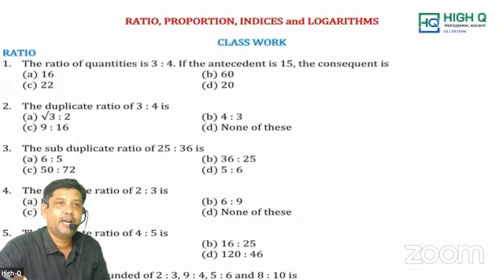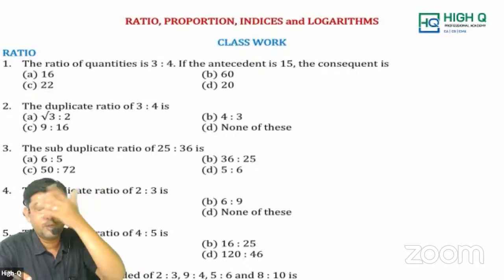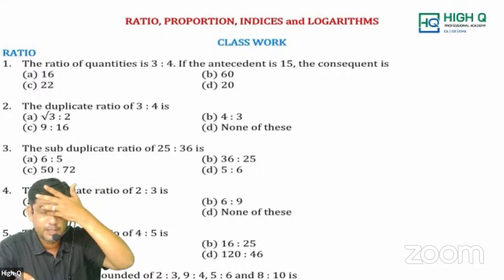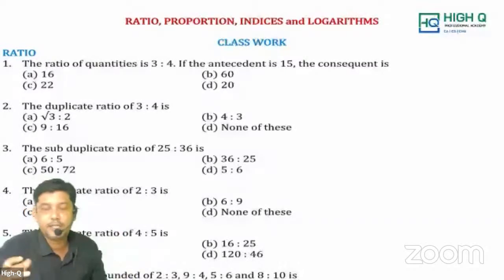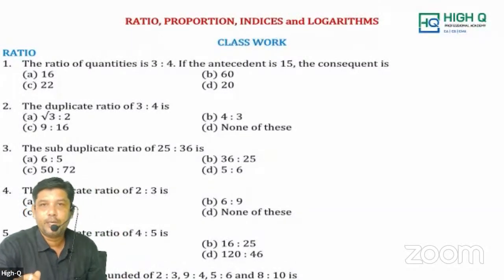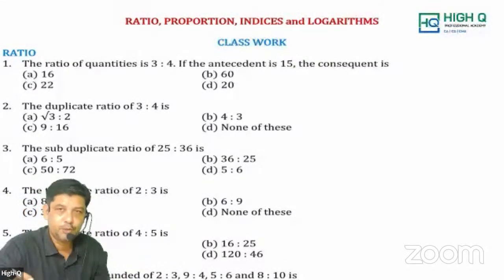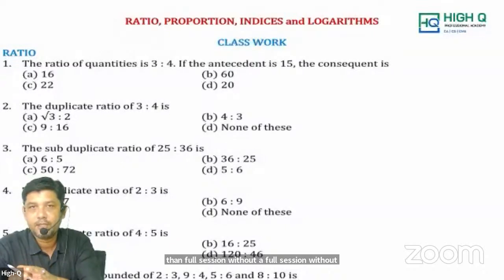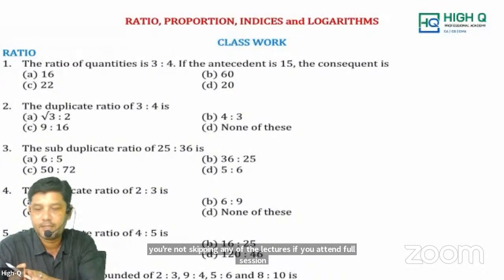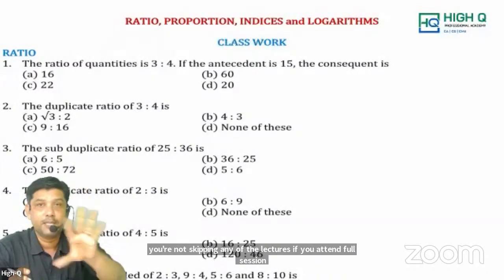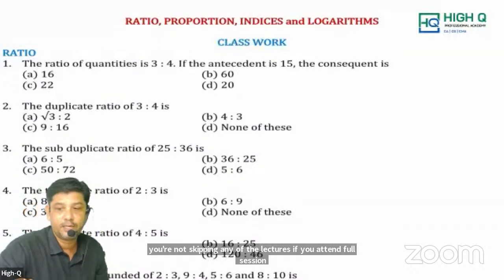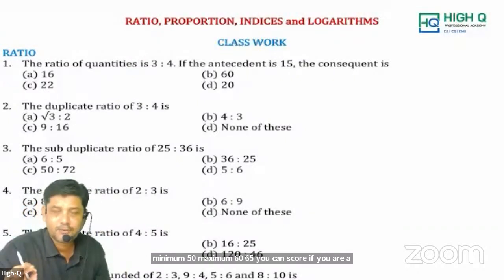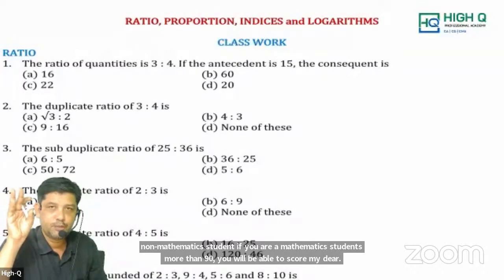Sir, what if I attend only this session, because I don't know mathematics? I'm really scared about mathematics. Even scoring 20 marks is going to be challenging for me. Definitely, if you attend the full session without skipping any of the lectures, you can score a minimum of 50, maximum 60 to 65 if you are a non-mathematics student. If you are a mathematics student, you will be able to score more than 90, my dear. Just follow my instructions very carefully.